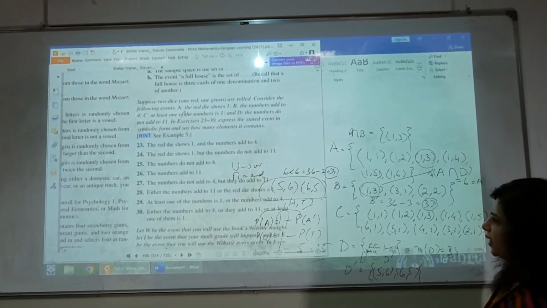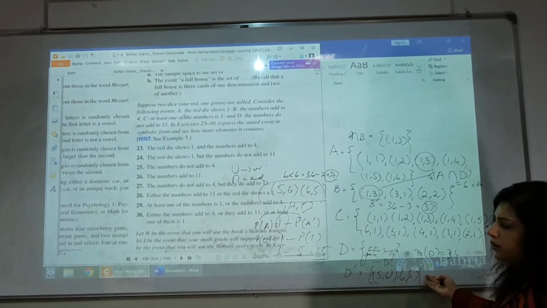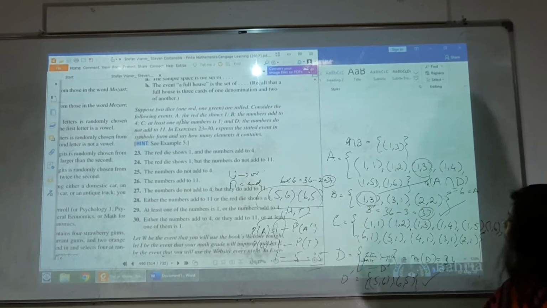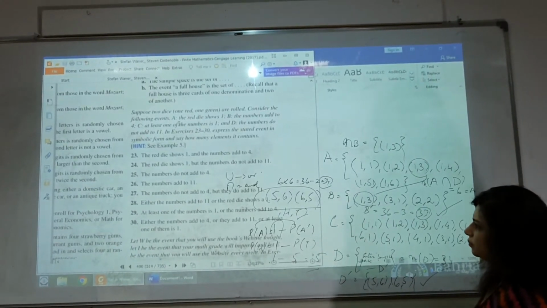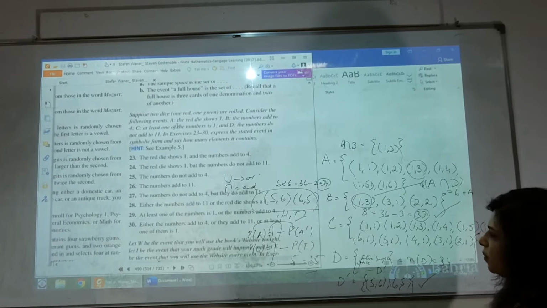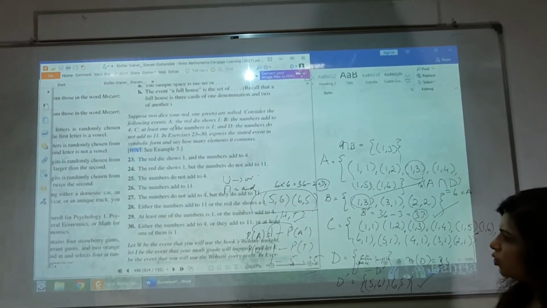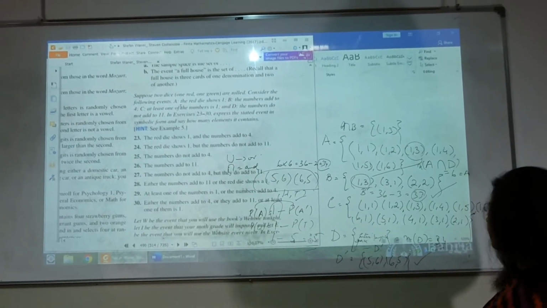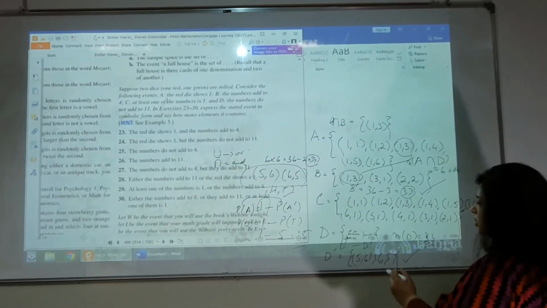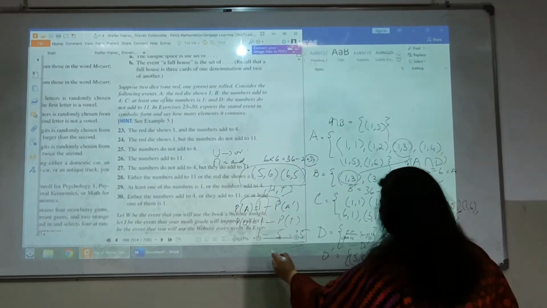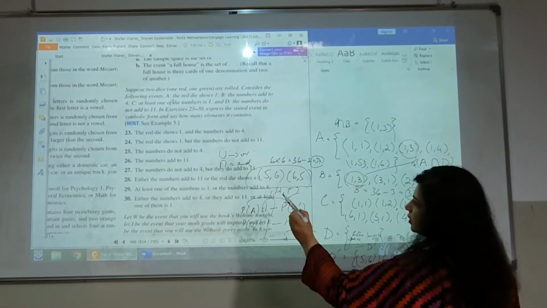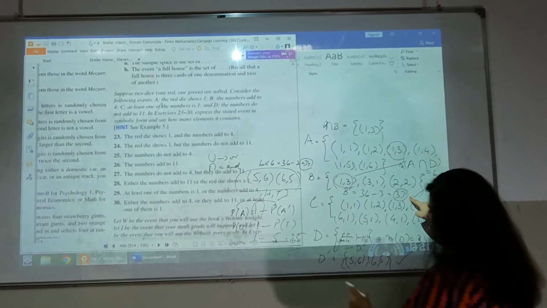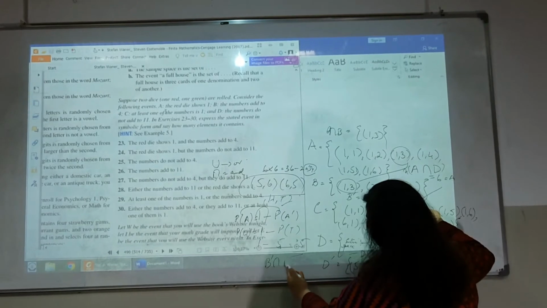Okay, so now the next part is the numbers add to 11, already done here. The numbers add to 11, and there's the B complement where I've restricted. Now the numbers do not add to 4, this is part 27. I hope that you can do the next 2 parts at least. The numbers do not add to 4, but they do add to 11. Okay, so I have the complement here. Now I'm going to be having an intersection here. So the numbers that do not add to 4 are this entire sample space. I have B complement intersection D in this case.